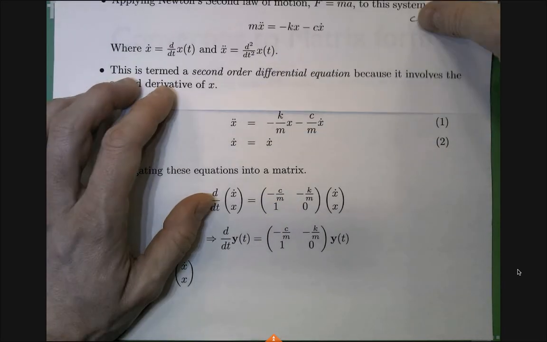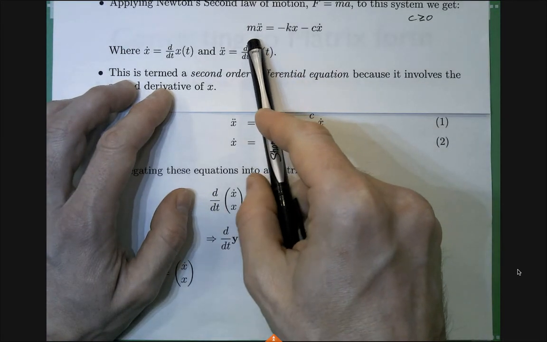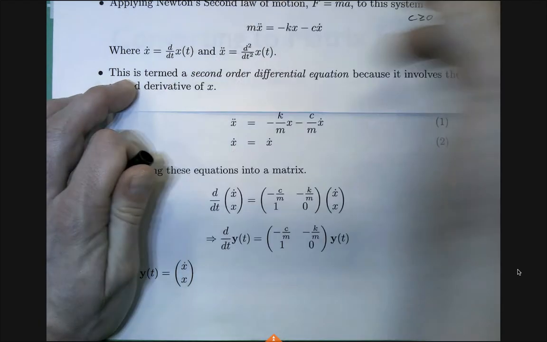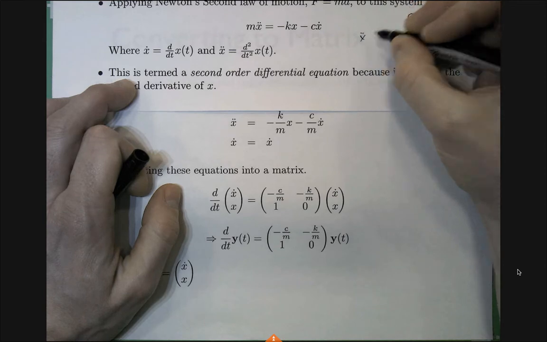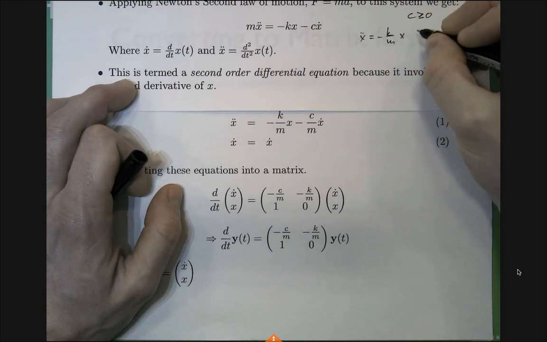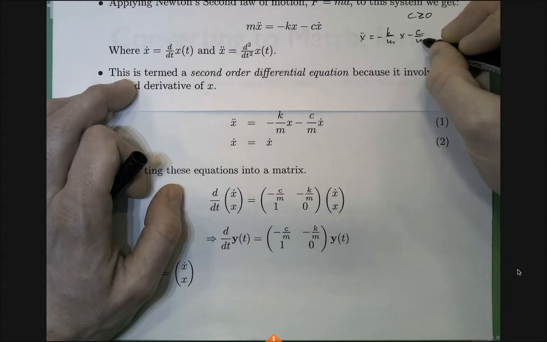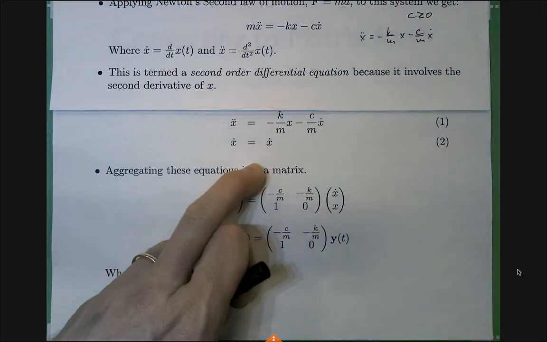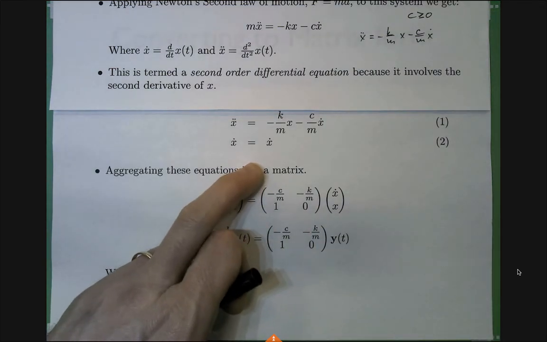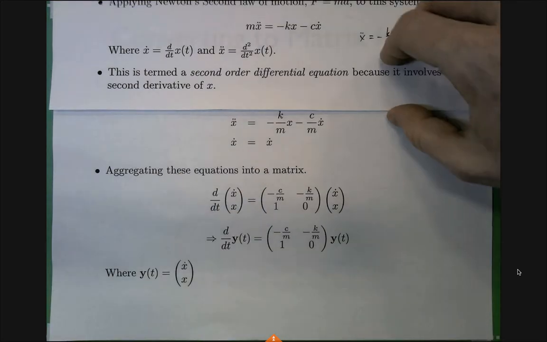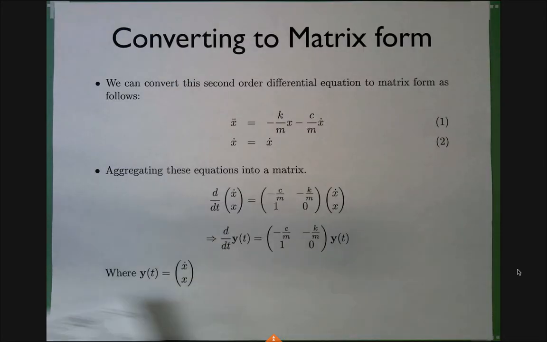We had m x second derivative equals minus k x minus c x prime. So I just divide that by m, okay? So I will get x double dot equals minus k over m x minus c over m x dot. So that's exactly what I have here. And then I just add this dumb equation saying that velocity equals velocity. So this equation is saying nothing, right? But the point is that this allows me to write this in matrix form, okay?